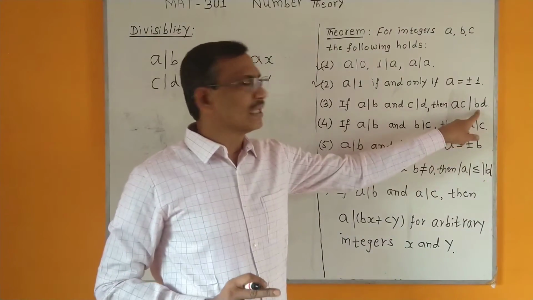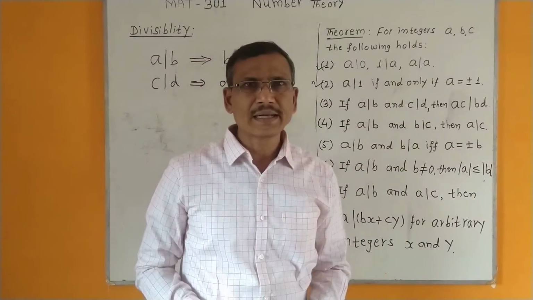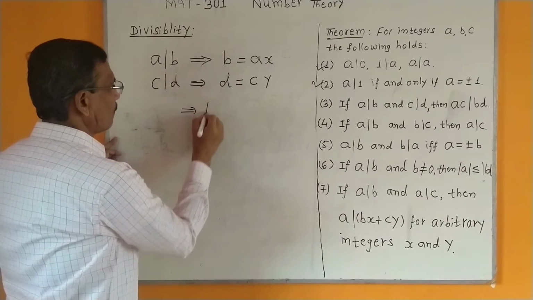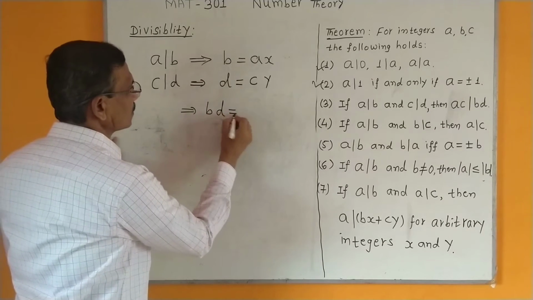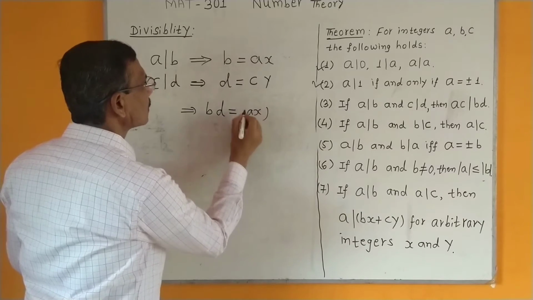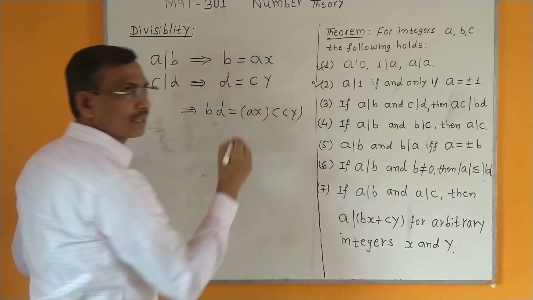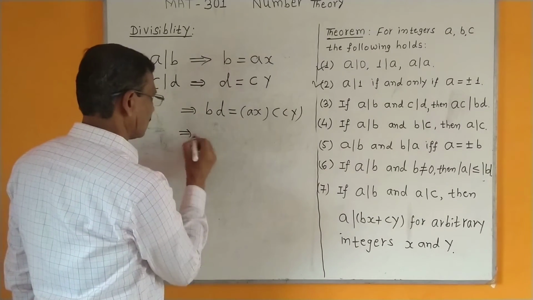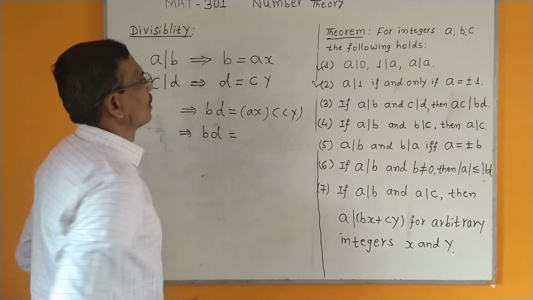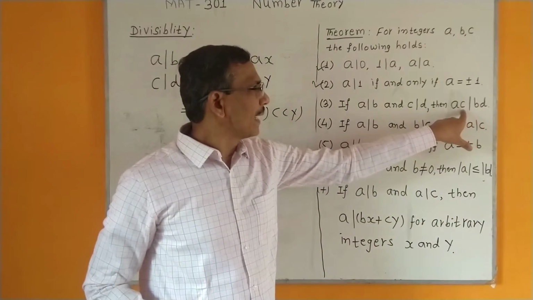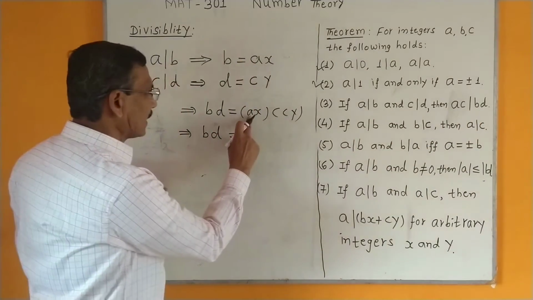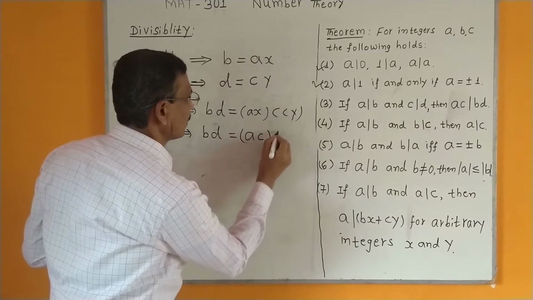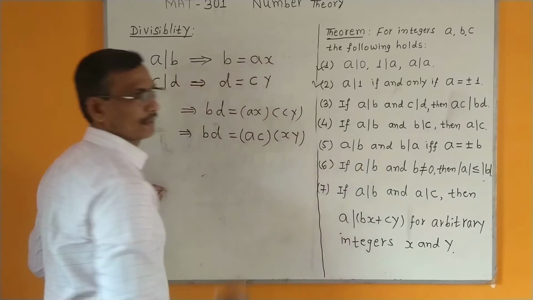We have to prove BD is equal to AC times some other integer. Take the product, then this implies B into D is equal to AX into CY. As we want to show AC divides BD, I am writing AX into CY as A into C into XY.